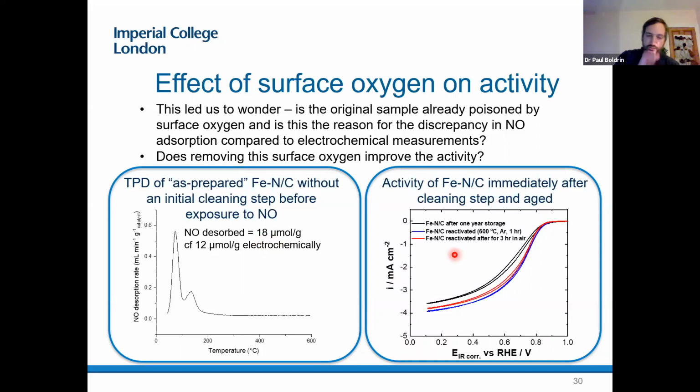And then to test this, we did the same thing, but in a fuel cell. So we took some of this iron, nitrogen, carbon. We heated it to 600 in argon, which is our cleaning step in the temperature programmed desorption. And then we ran over to chemistry, made it into a fuel cell electrode as quickly as possible and tested it. And you can see that it was much better than the material which had just been stored in air. So that shows that the material is actually being poisoned by oxygen building up on its surface.